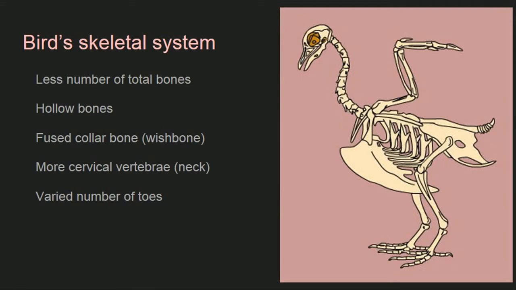A bird has fewer bones than mammals. This comes in handy when a bird wants to take to the air. Extremely lightweight, but strong enough to withstand the stresses that a bird experiences when taking off, flying, and landing.